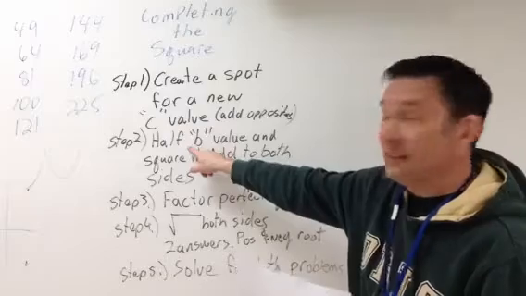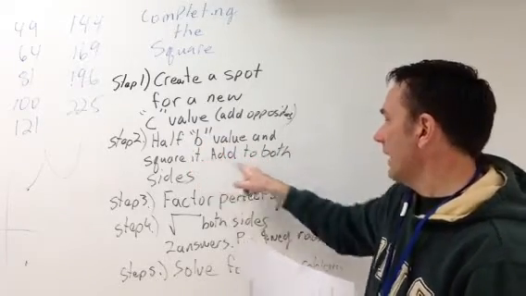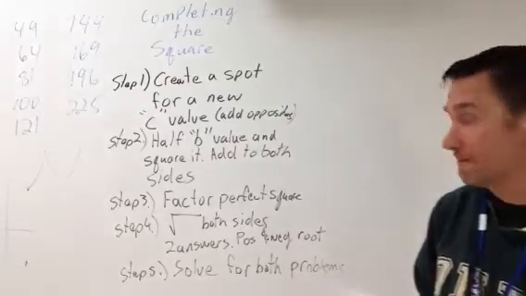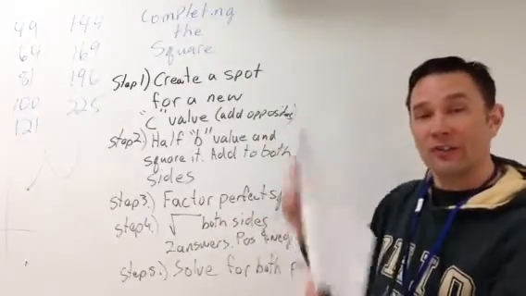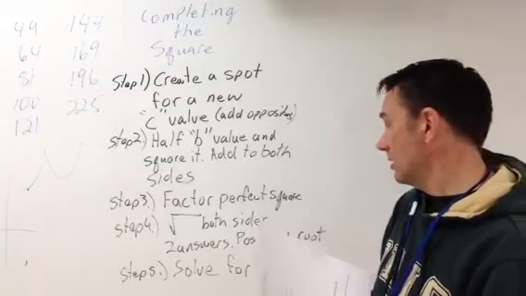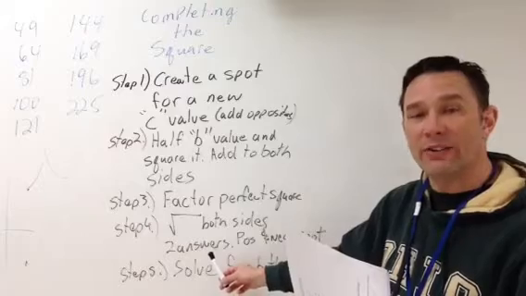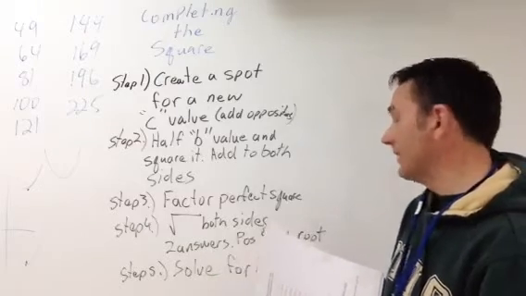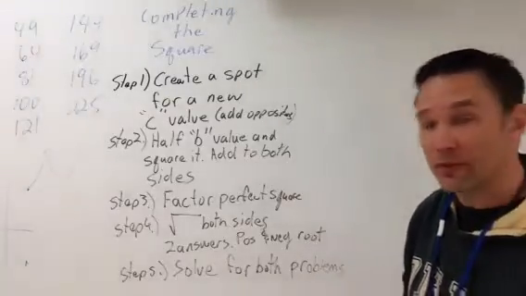Step 2, taking half of our b value and squaring it. Add this to both sides. Then we factor a perfect square. Something in parentheses squared, square root both sides. This results in two answers, a positive and negative root. We'll talk about that when we go through some of these problems.